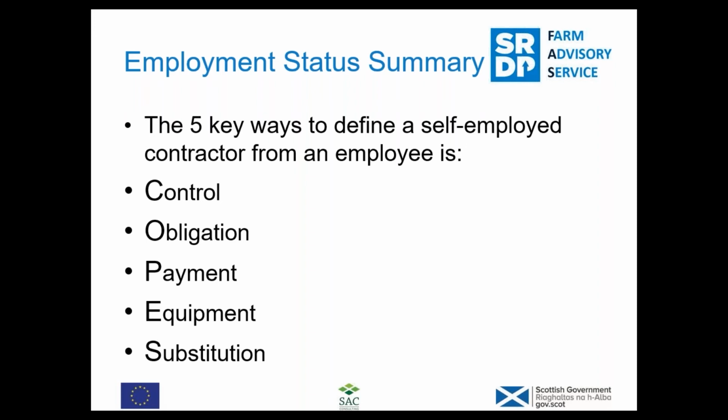So control, we've just recently discussed with Tom, is it instructions and close supervision of an employee? Does the farmer have control over them as a worker? Or is it more being brought in for a specific task and skill and being left to get on with it? Obligation, are they contracted for so many days a week and come rain, sunshine or snow, you need to find work for them on those days? Or is there no mutual obligation and you can dip in and dip out of using the self-employed contractor services when situations arise?